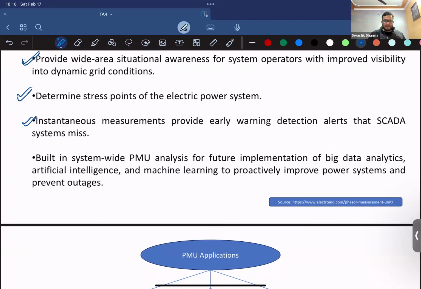Third, they can provide instantaneous measurements, and this results in early warning detection. Because you are sampling quickly, in milliseconds, you can provide this information quickly to the system operator as well. So the system operator can then take corrective actions using these instantaneous measurements. Whereas SCADA missed this completely because it was taking samples every 1 to 2 seconds.